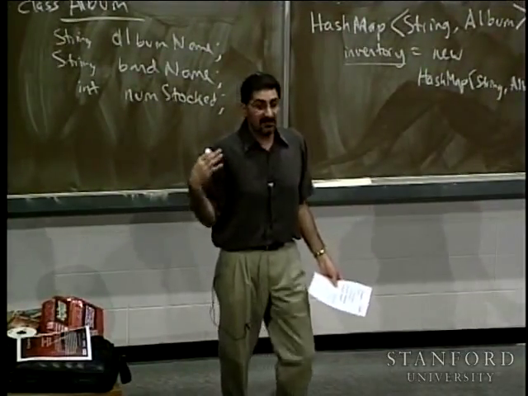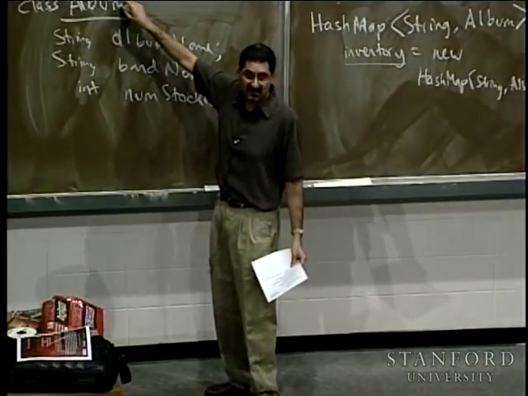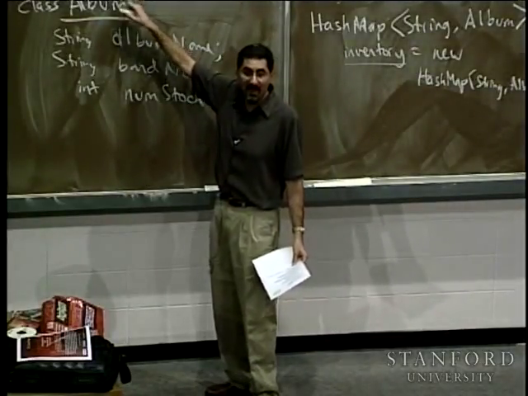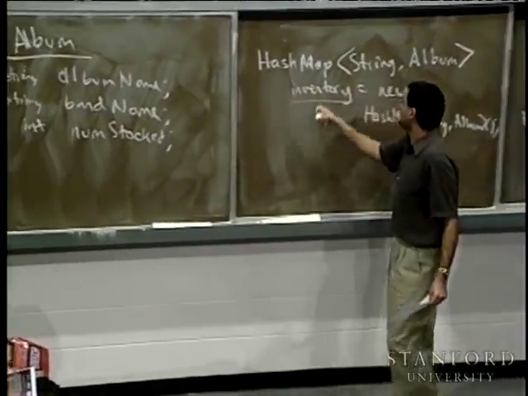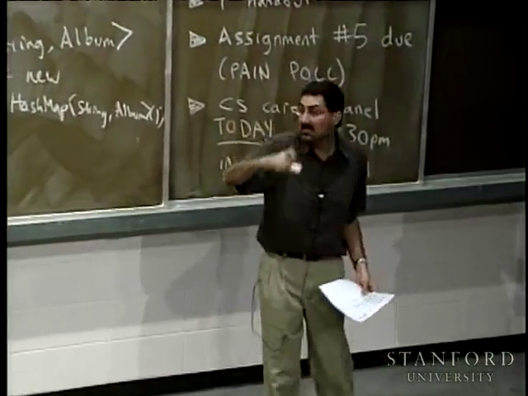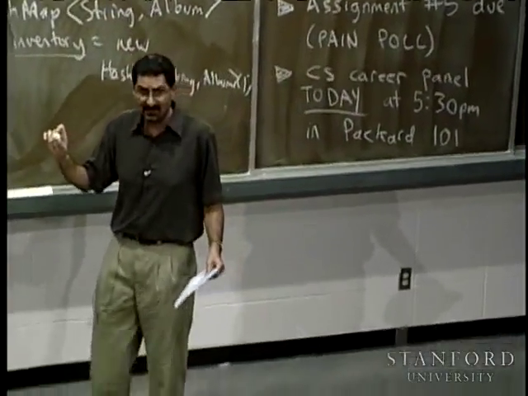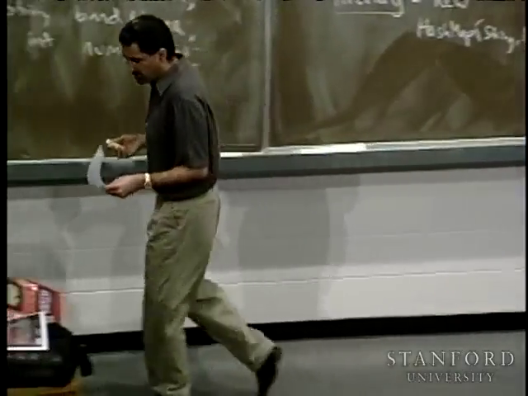As I read the file line by line, every line I'm going to create one of these album objects, because every line is information about one album. And after I create this album object, I'm going to add it to my hash map. And so my inventory is going to be all of my albums mapped to by their name. Okay, any questions about that basic idea? So let me show you the code for that.